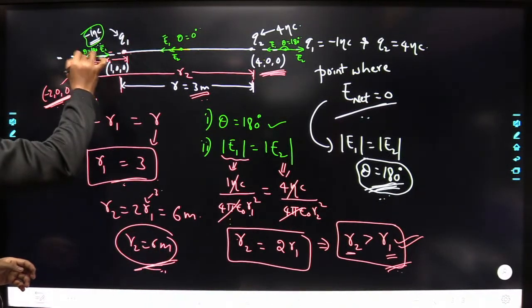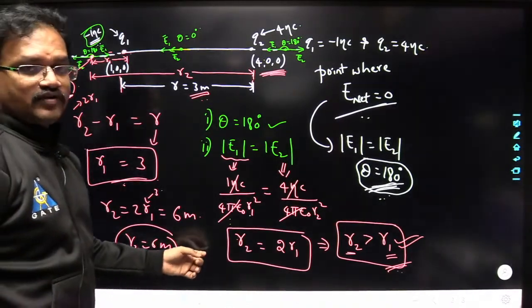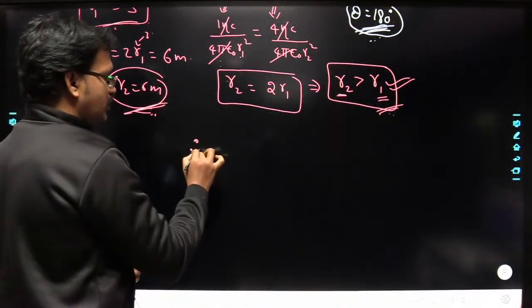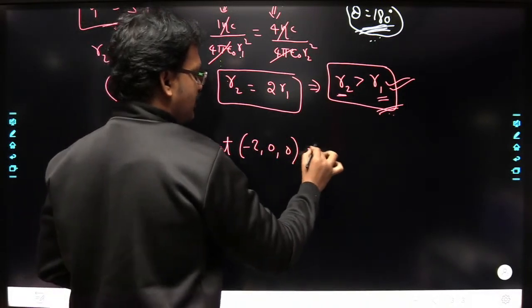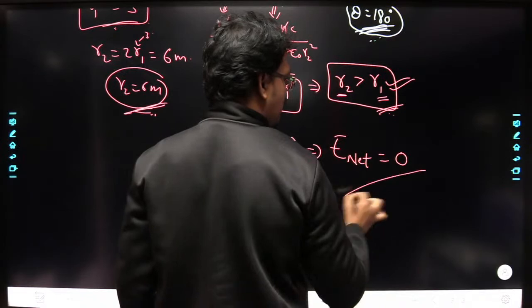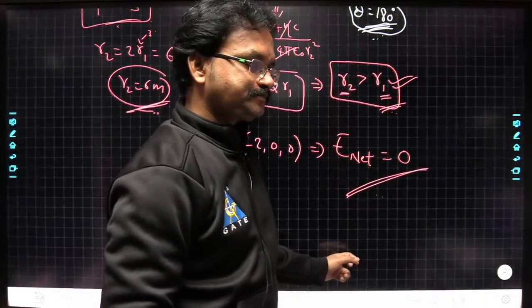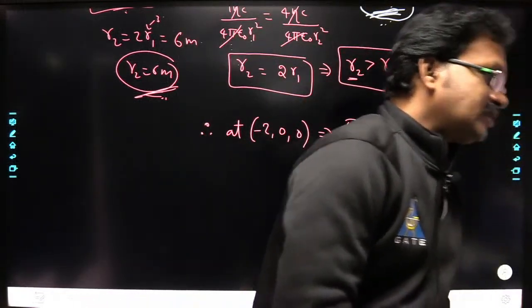So exactly at this point, that is at minus 2 comma 0 comma 0, the net electric field will become equal to 0. Therefore at minus 2 comma 0 comma 0, the net electric field will become equal to 0. Okay, is it clear here? Is it clear?